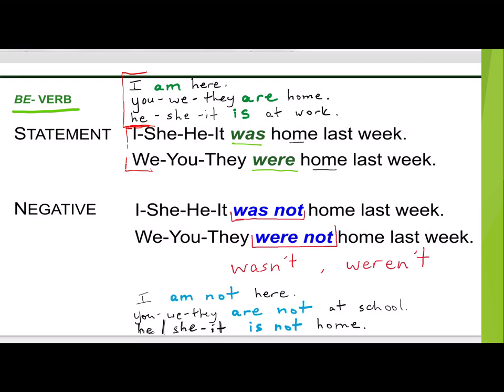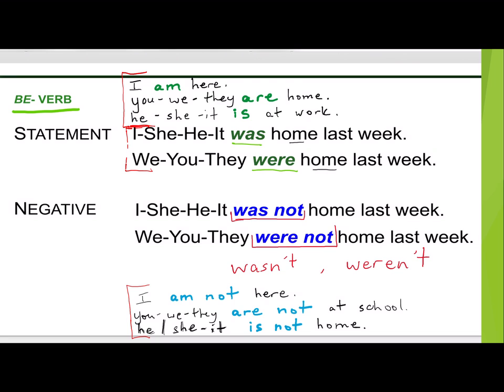Now what about negative? Let's start with the present down here. Okay, you can see I am not here, or I'm not here. We are not at school, or we're not at school. He is not home, or he isn't home. Okay? Also, negative in the past. We can see was not or were not.